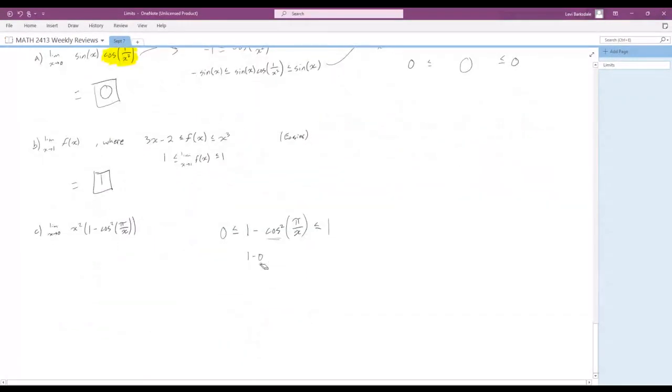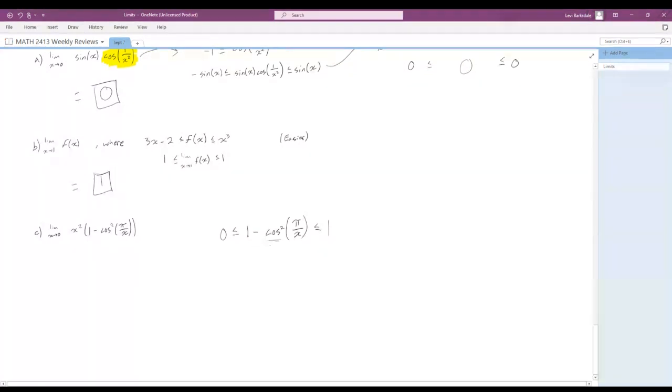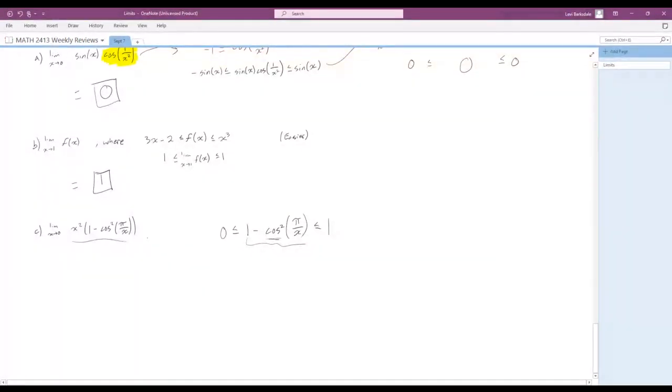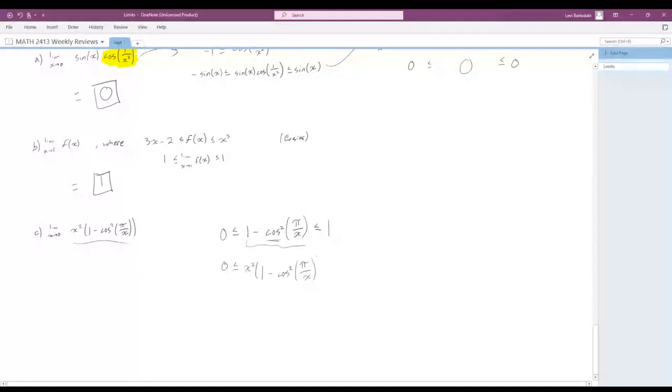But here's our inequality that we've set up. Do you understand how we got to here? Yes. Okay. So how can I turn this middle portion into this? Multiply by x squared, so x squared times 0 is still 0. And then x squared times 1 minus cosine squared pi over, and then x squared.